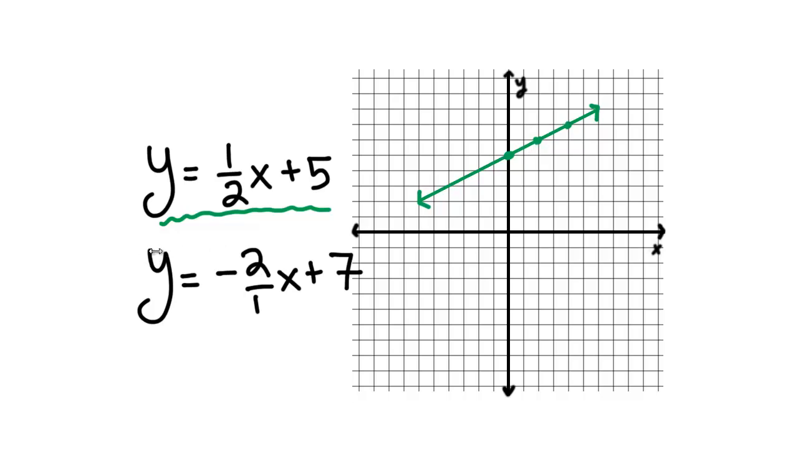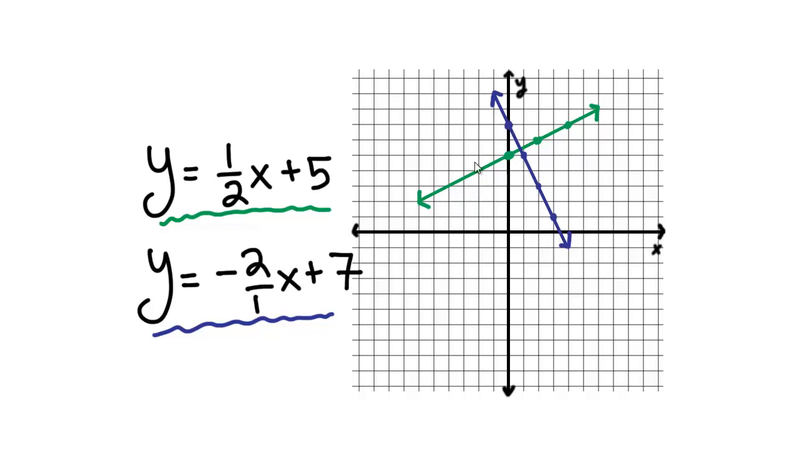Alright, now let's graph the other equation. Let's use blue. We're going to start off at 7, which is way up here on the y-axis. And the slope is negative 2 over 1, so we'll go down 2 and over 1. Down 2 over 1 to the right. So after connecting the dots, we have this blue line here.